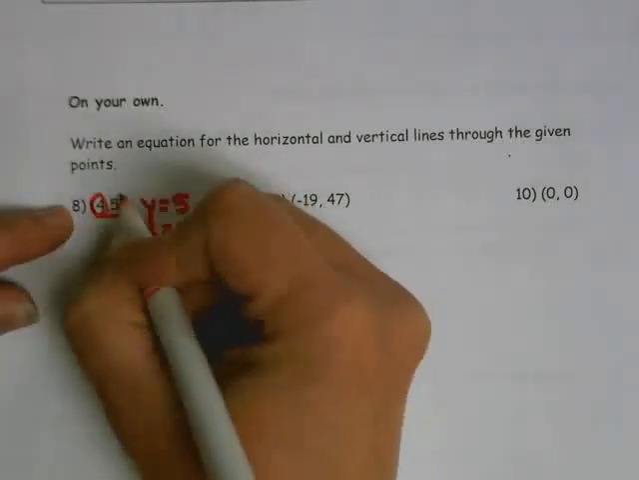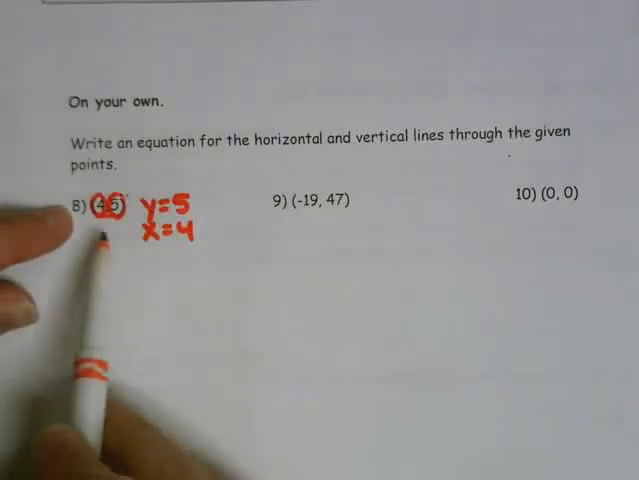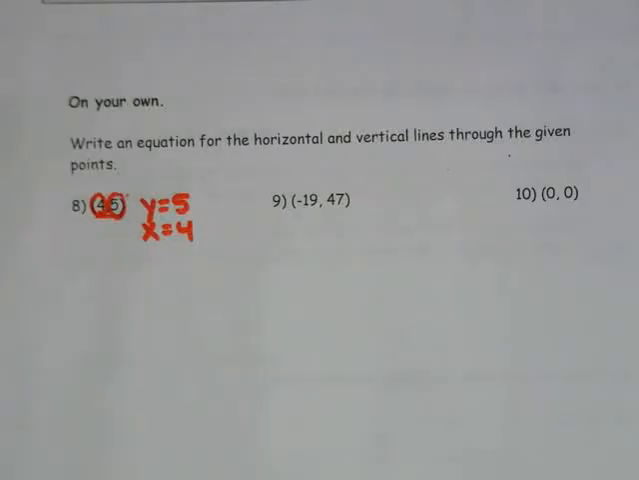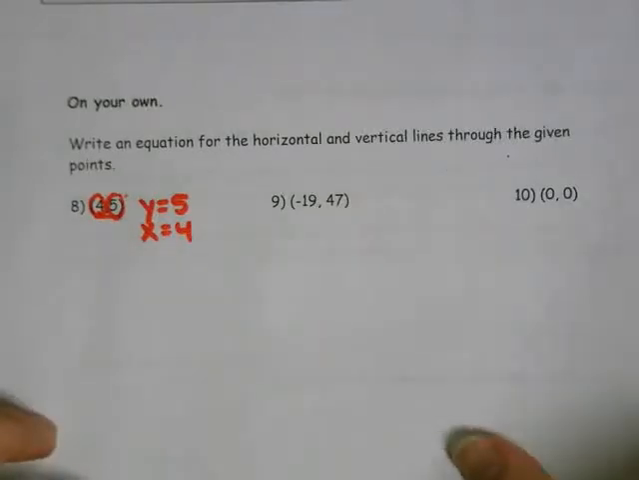4. So the horizontal line, y equals 5. The vertical line, x equals 4. And you just take them right from that ordered pair. There you go. You should be able to do 9 and 10 now on your own.